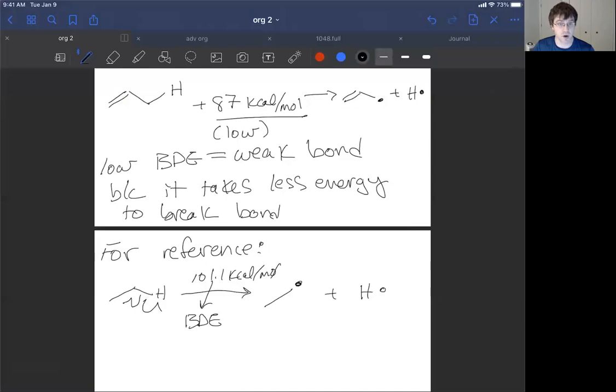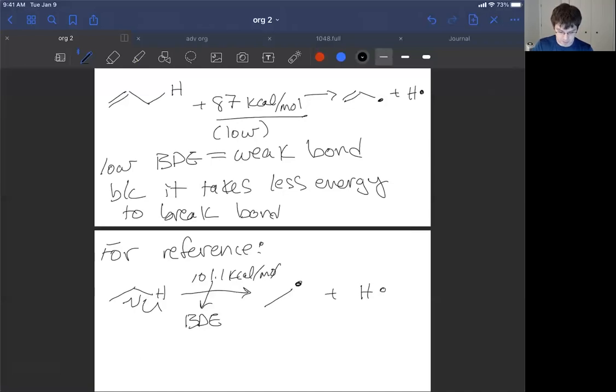So we're going from 101.1 to 87. So, about 14 or so kcals per mole difference. And so that's why we say that's low. I mean, you're not going to go down to like 1 kcal, and things probably wouldn't even want to be bonded to each other. They definitely wouldn't. Okay, so we drop significantly when we go to the allyl system.